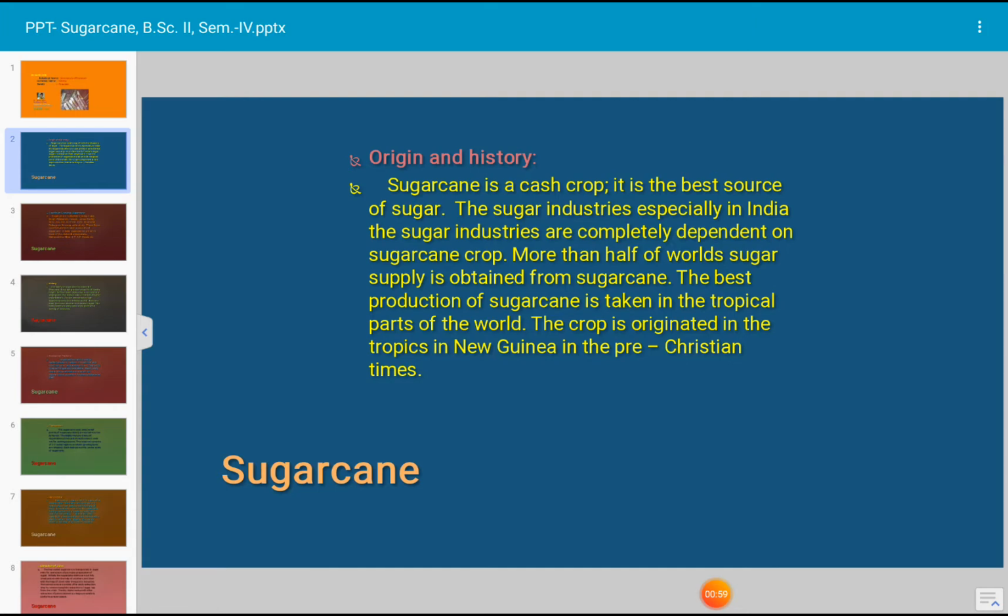The crop originated in the tropics, in New Guinea, in pre-Christian times. In New Guinea, the varieties of sugarcane that occur are Saccharum robustum and Saccharum officinarum. These two varieties were common there, and out of these, Saccharum officinarum is the best one. These varieties migrated to Asia, and Saccharum sinensis is a hybrid variety. This grows well in monsoon climate.